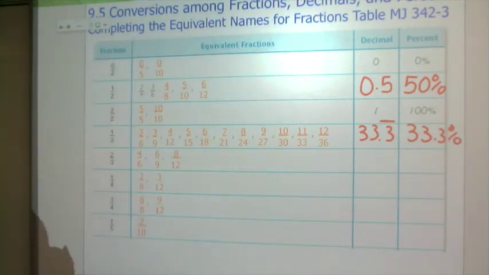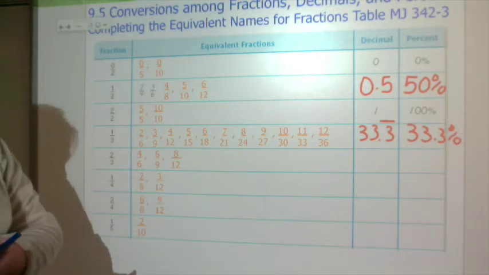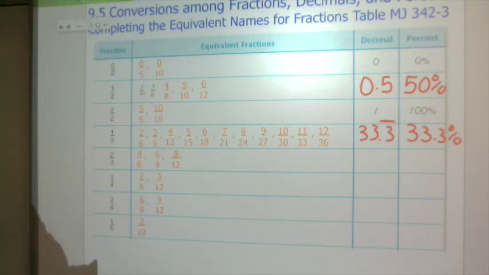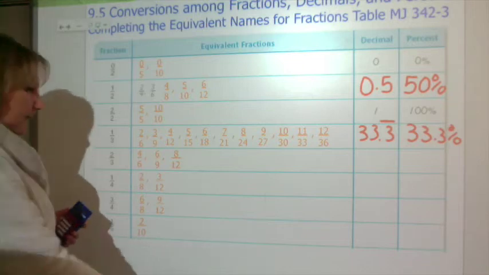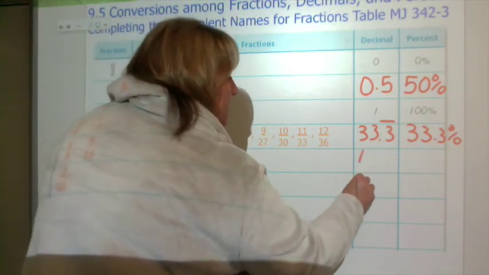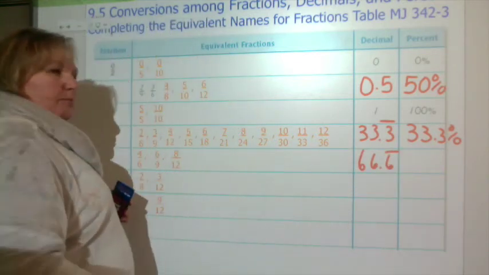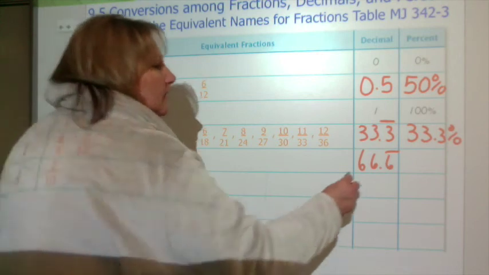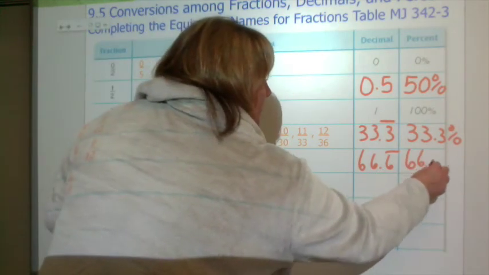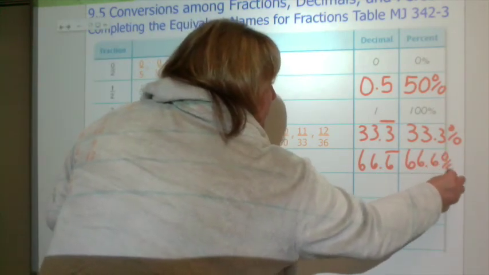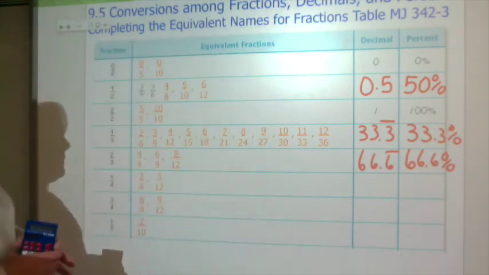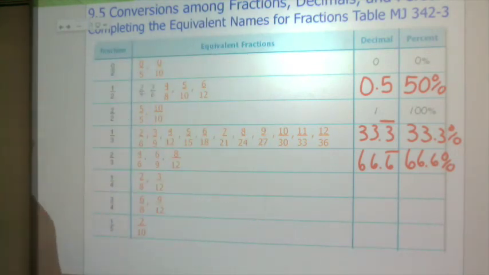Let's do the next one. 2/3. Hit the clear button. Type in 2 divided by 3, and hit the percent sign. Your decimal, again, has a repeating decimal, 66.6 with a whole bunch of 6's. Let's just put that repeating line over that. And you're going to write in 66.6%. This is just getting you used to how to do percentages.